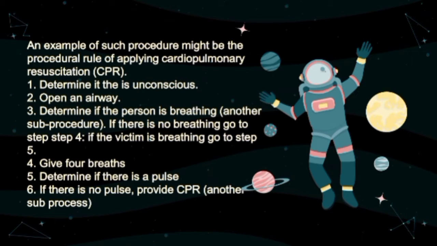An example of such a procedure might be the procedural rule of applying cardiopulmonary resuscitation or CPR. Determine if the victim is unconscious. Open an airway. Determine if the person is breathing. Another sub procedure. If there is no breathing, go to step 4. If the victim is breathing, go to step 5. Give four breaths. Determine if there is a pulse. If there is no pulse, provide CPR or another sub-process.